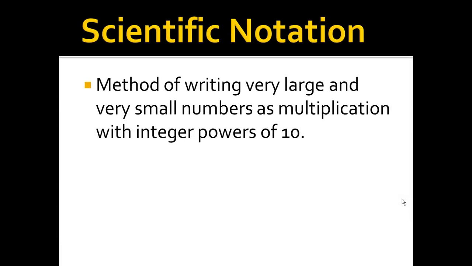Okay, so next in our discussion is scientific notation. This is a very basic skill in physics. In physics, we usually encounter numbers that are very, very small, and numbers that are very, very large. So it is worth noting that we have scientific notation as a method of writing a number in shorthand. This is a method of writing very large or very small numbers as multiplication with integers with powers of 10.